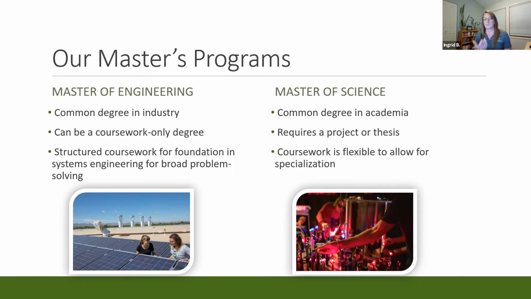And the Master of Science has a little bit more flexible coursework. So about half of your degree you would choose from a variety of systems options. You can pick and choose, again, whatever you want to focus on. And then the other half of the degree is electives and your credits towards your project or your thesis. So it's a little bit more flexible for how you want to tailor your degree program.